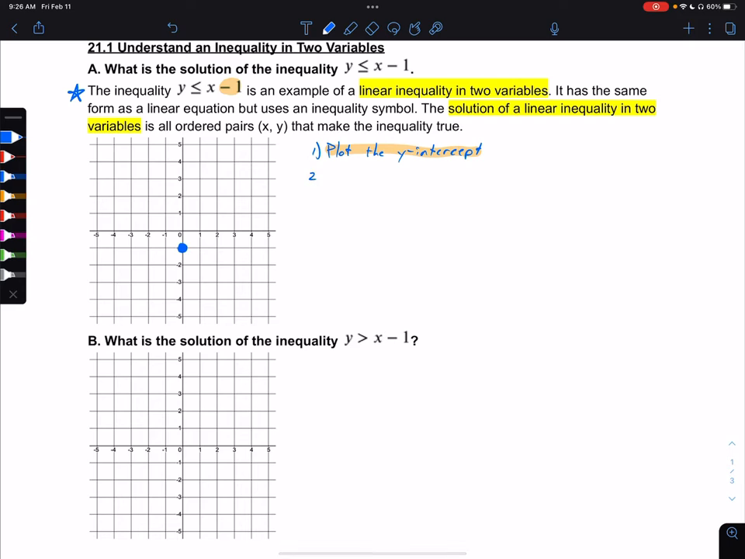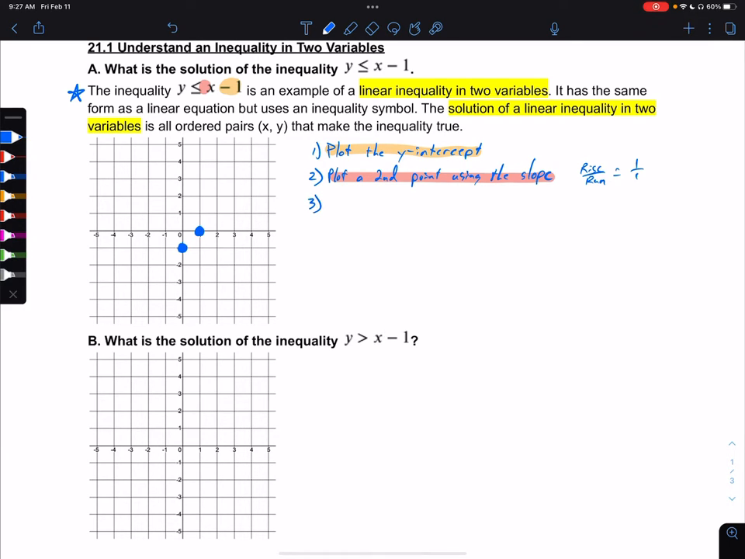The second thing we're going to do is plot a second point using the slope. In this specific problem, our slope is just 1. The slope has a rise and a run, and here it's 1 over 1. So we go from the y-intercept to our second point: up 1, over 1, and plot our point right there.